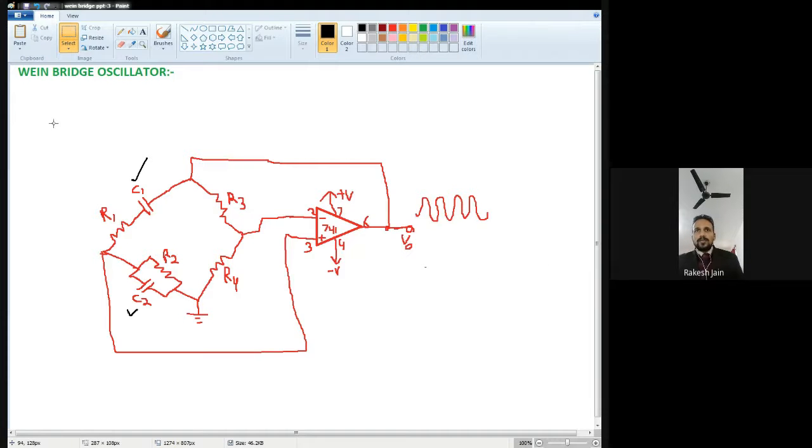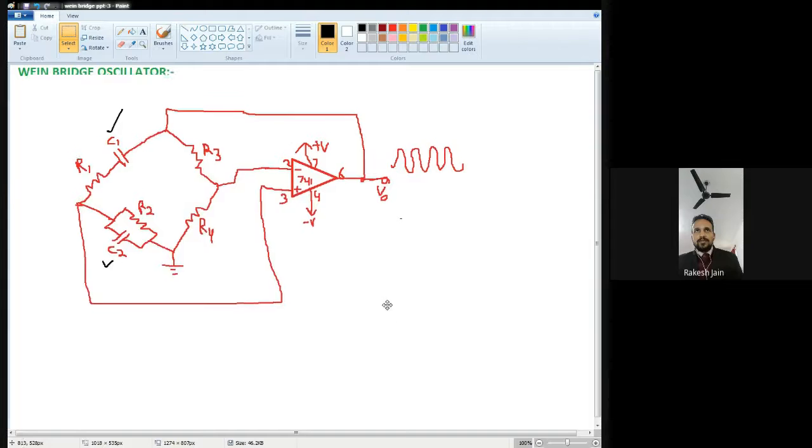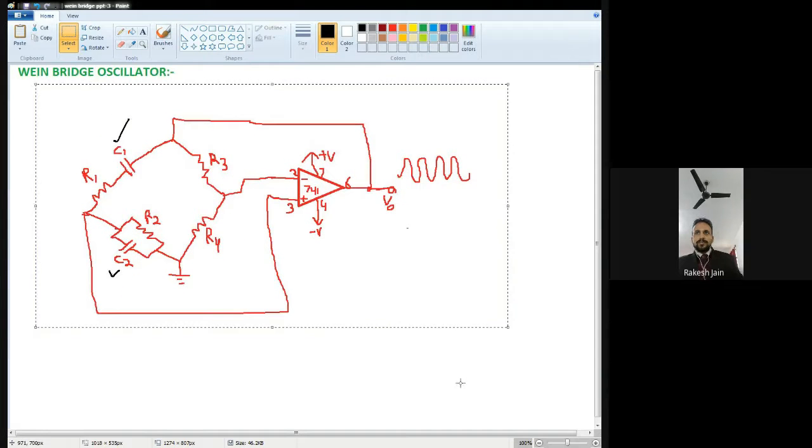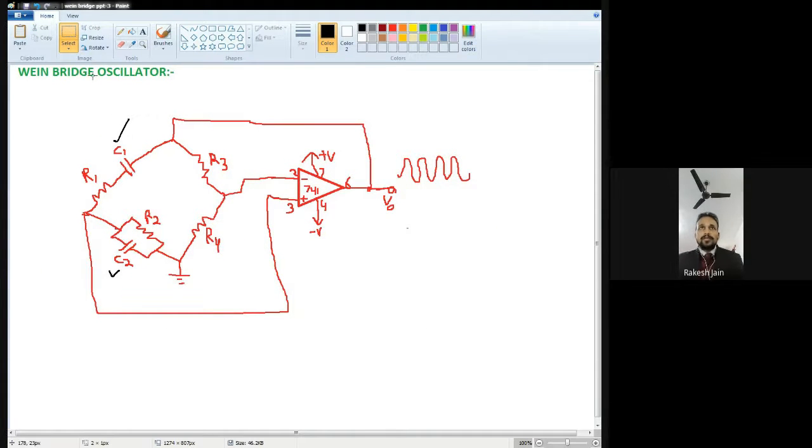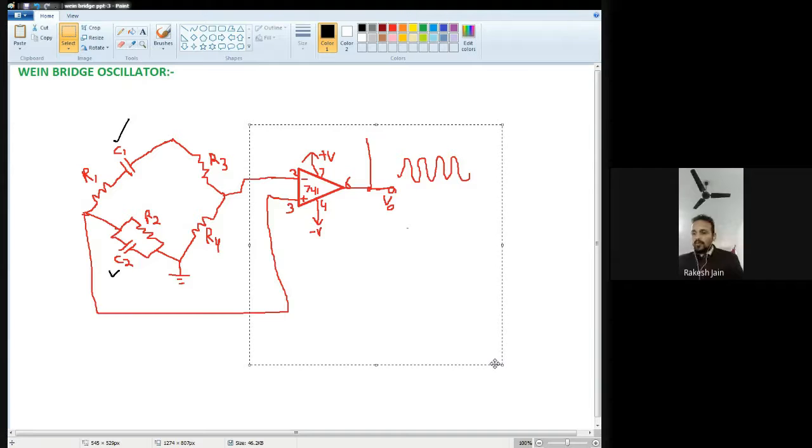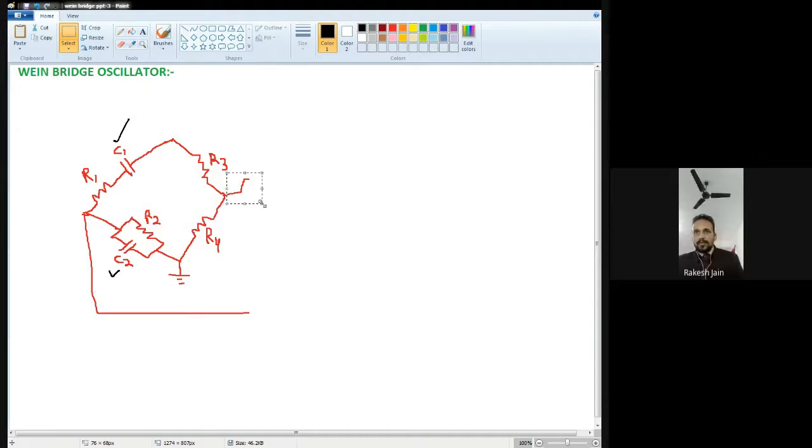Okay, so this was our Wien bridge. Now to derive the frequency of oscillation, definitely we should use the feedback network only. So where is the feedback network? Feedback network is only this one. So I just remove the remaining part, and with the help of the feedback network, we have to prove how the frequency of oscillation formula comes, because all the work depends on the feedback network, which is responsible to sustain the oscillation. Okay. So this is the feedback.